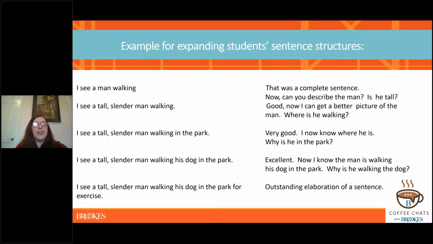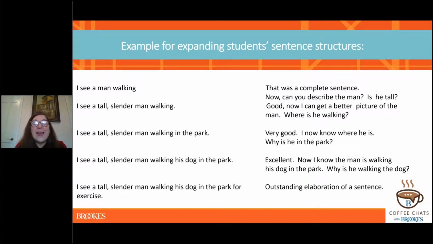example. So the English learner might say something like, I see a man walking, right? And I might say something like, oh, good. That was a complete sentence. Can you describe the man? Like, can I get a better idea of the man? What does he look like? And he says, oh, I see a tall, slender man looking. Oh, now I see him as a very tall and slender man. Can you tell me where he's walking? Oh, I see a tall, slender man walking in the park. Oh, now I know where he's walking.